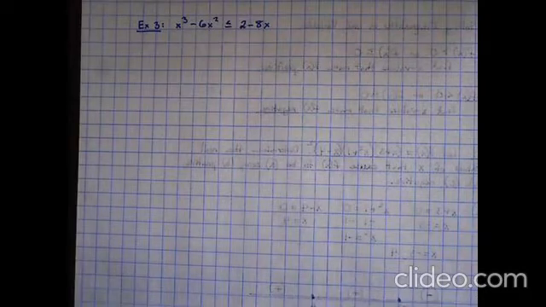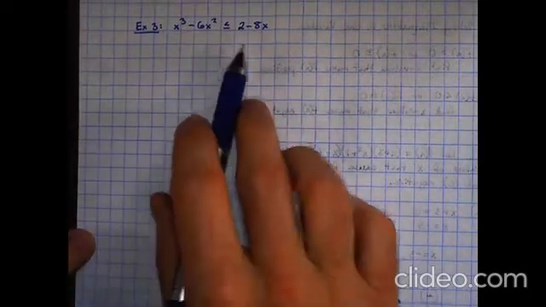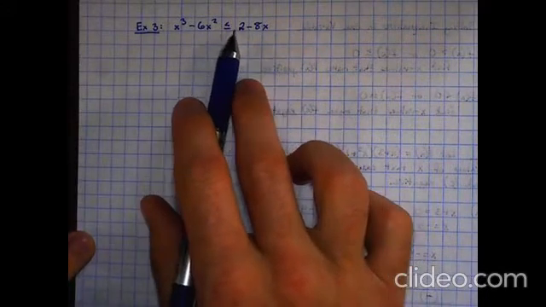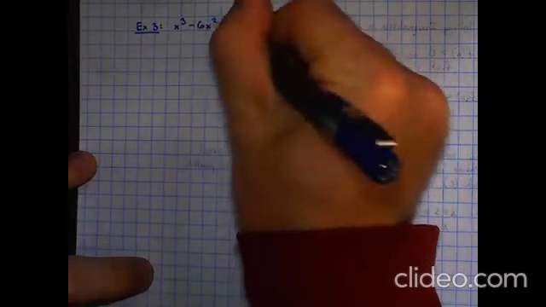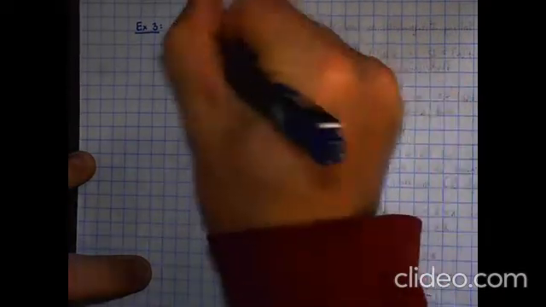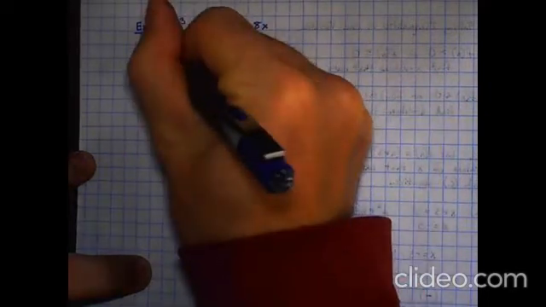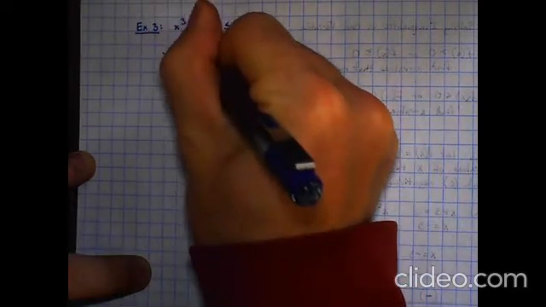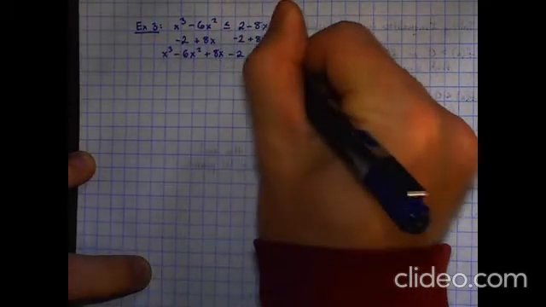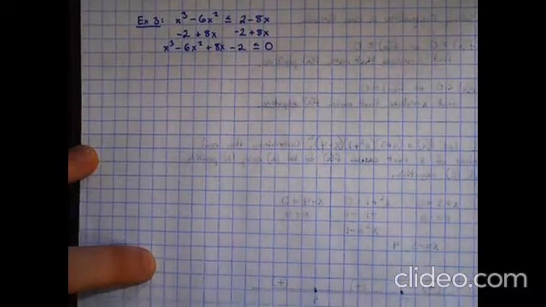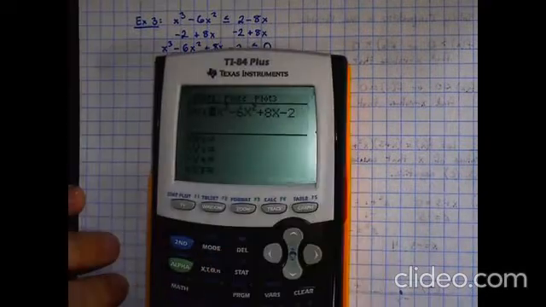So example 3 is a lot like example 2, except you notice we're not set equal to 0, or in an inequality not equal to 0. So we need to first move these terms over to the left. So we'll have x cubed minus 6x squared plus 8x minus 2 less than or equal to 0. We want to figure out where it's less than or equal to 0. Alright. So again, we find our zeros by graphing.